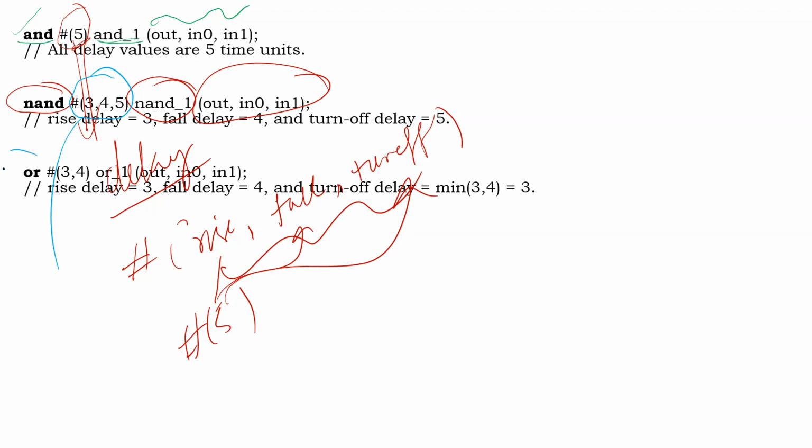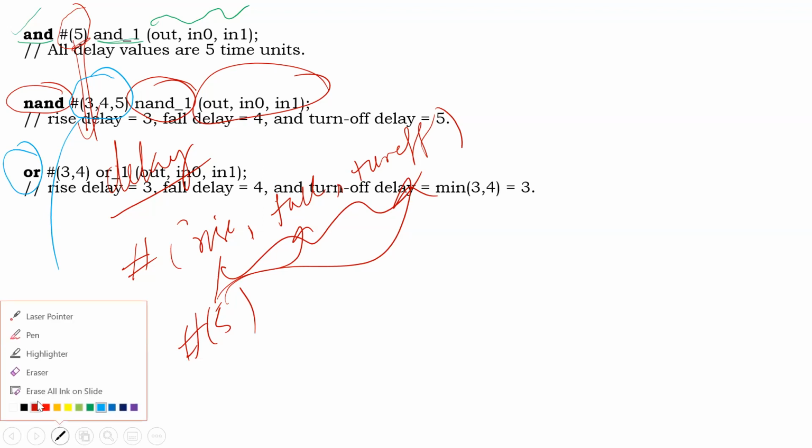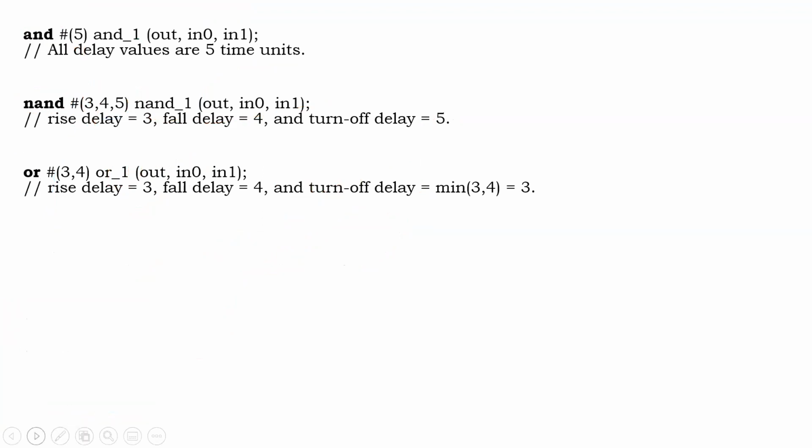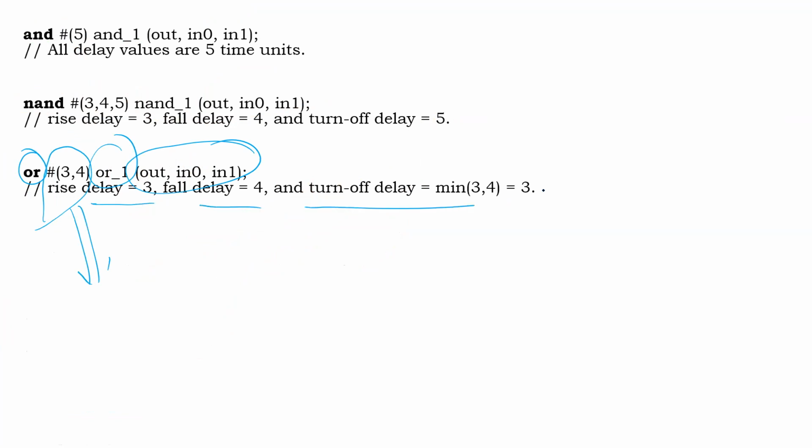And one more thing is this one. This is the OR primitive, these are the ports, and this is the instance name. Here, these are the delay values. Here only 2 are there: 3, 4. It means rise time is 3, fall time is 4. And what about the turn off delay? Turn off delay is the minimum of the two values.